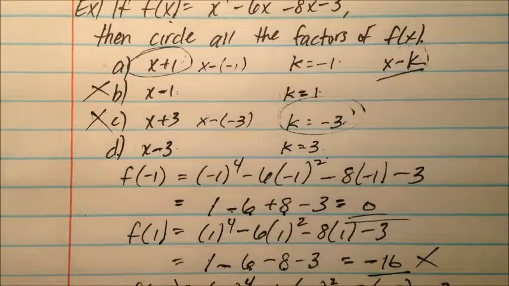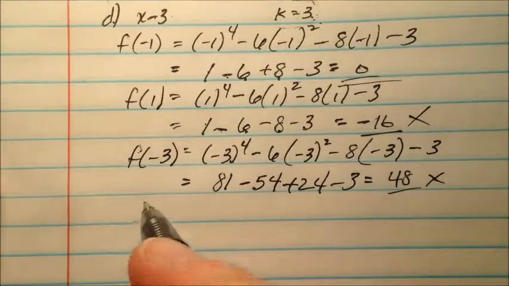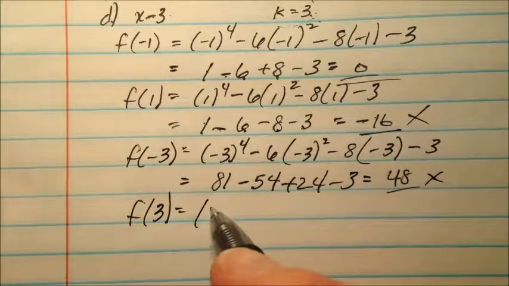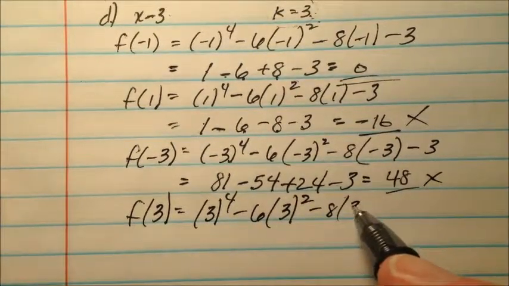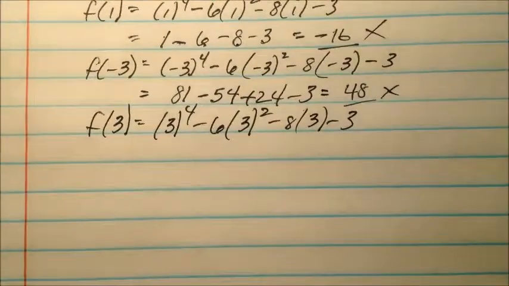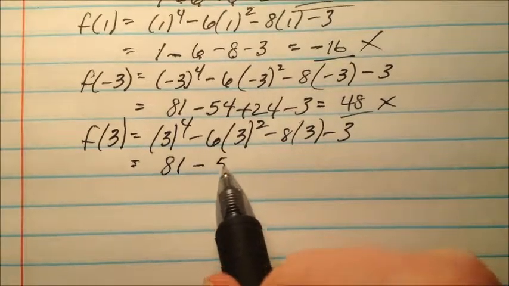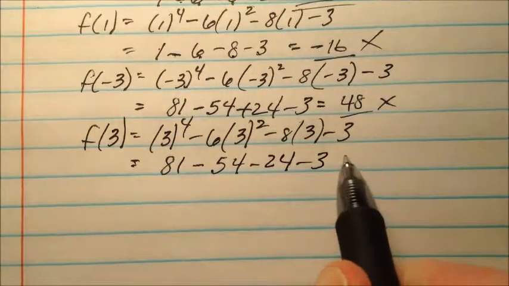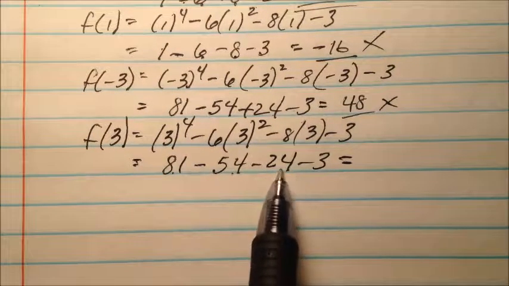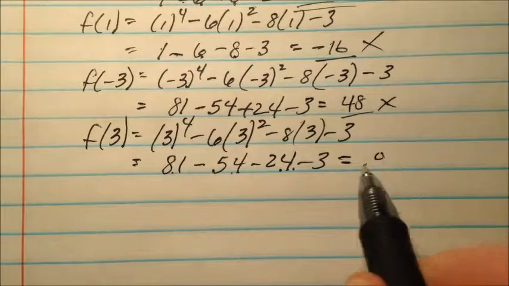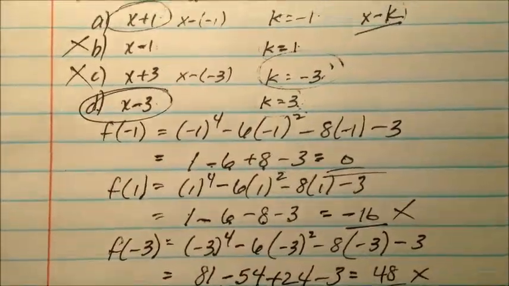Well, let's try our last one, see if something good might happen. So we're going to evaluate it at k equals 3. So we're going to do f of positive 3 this time. So positive 3 to the power 4 minus 6 times positive 3 squared, minus 8 times positive 3, minus 3. Just evaluating this thing, right? You can use your calculator just as easily as anything else. So that's 81 minus 54 minus 24 minus 3. Well, 81 minus 54 we said was 27. Minus 24 is 3. Hey, 3 minus 3 is 0. Yeah, that works. So we know we have another factor.